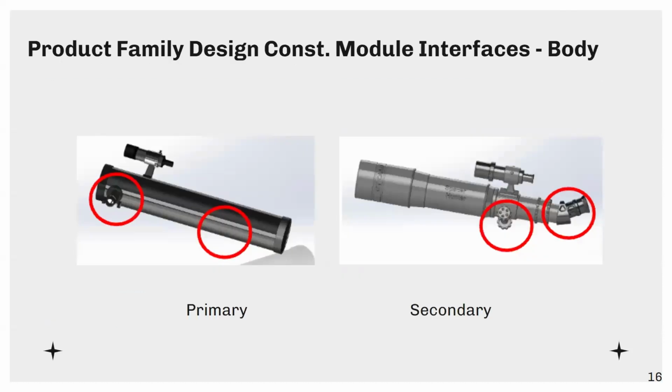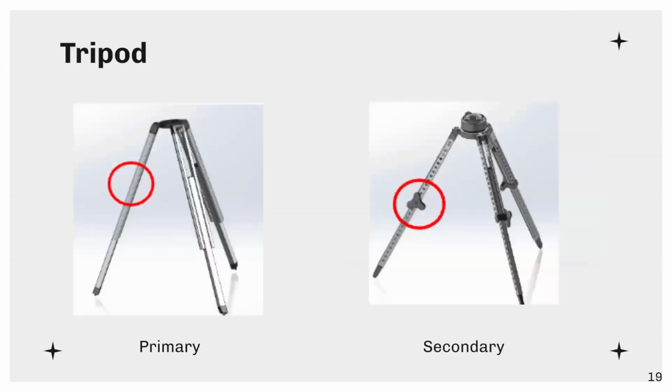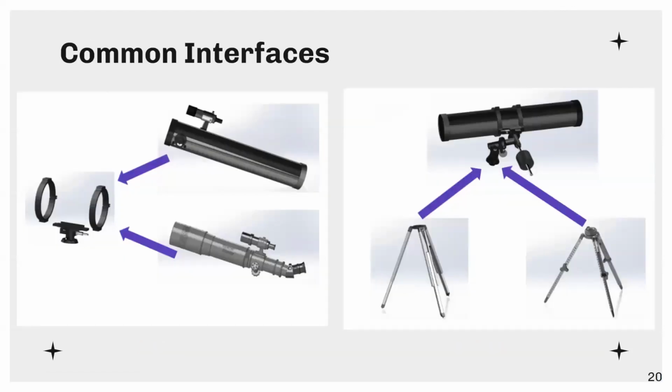For the body, the main difference comes from the eyepiece and focus knob. A more advanced inner working allows for different optical outcomes. Similarly, the tripods are similar in design nature, but their height range and structure, as well as materials, are dependent on their use. Here's a visual of the common interfaces with module components. On the left is the telescope body on a common mount, and on the right are the tripods on each base.